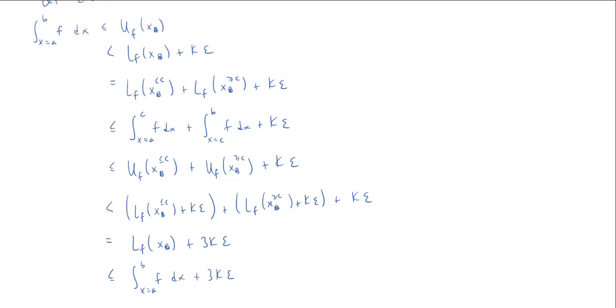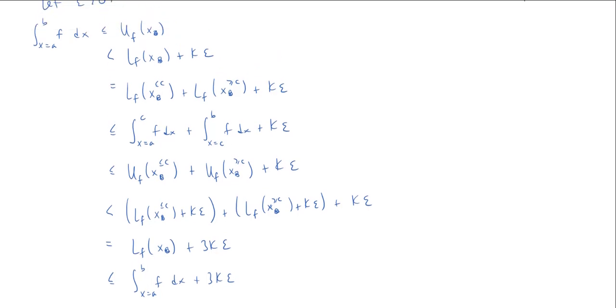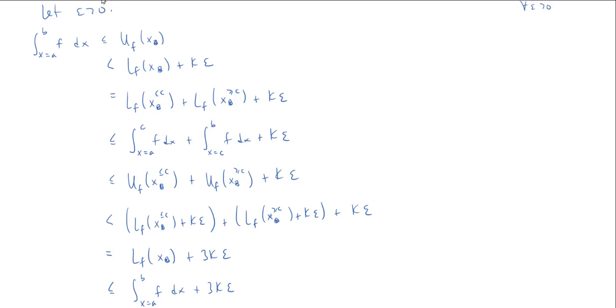Okay, so now I started with the integral of f over ab, and I finished with the integral of f over ab, but there's this 3k epsilon. But remember, this is true for all epsilon greater than 0, which means that the difference between these things is 0, which they should be, right? We actually know these are equal, and this is, of course, just verifying what we saw, because they just differ by some multiple of epsilon.